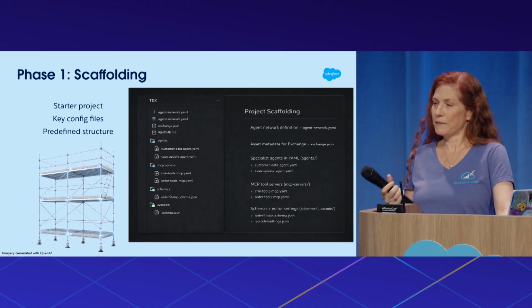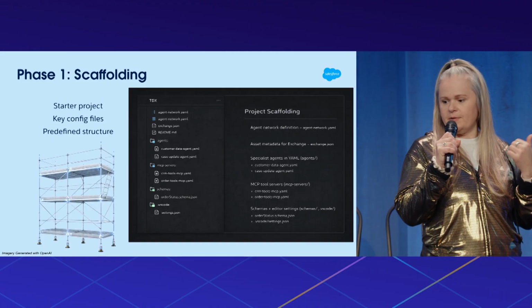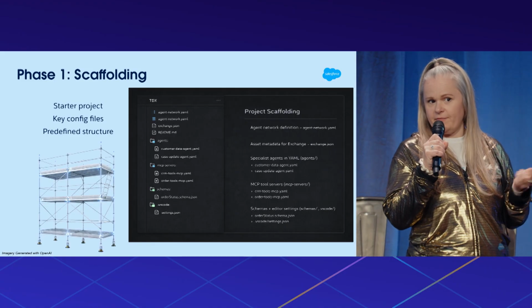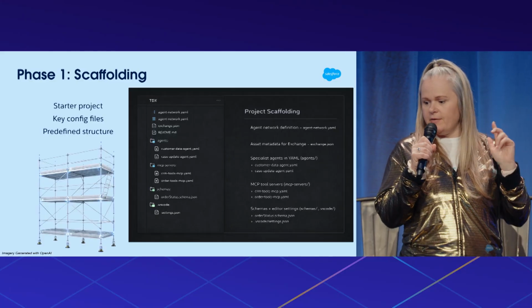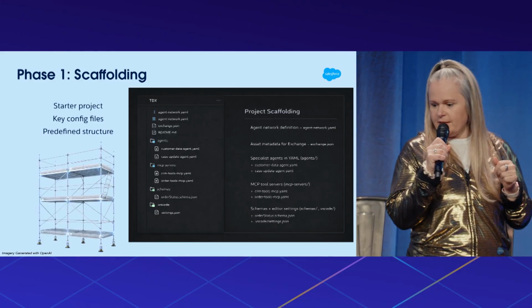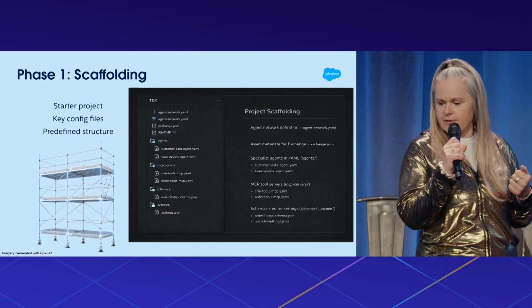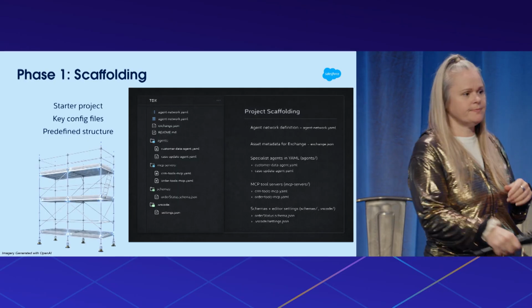So you'll see that you get the agent network definition using your YAML. You get your asset metadata for Exchange for the publishing. You got specialist agents also defined with YAML. You got your MCP tool servers, and then schemas and editor settings.